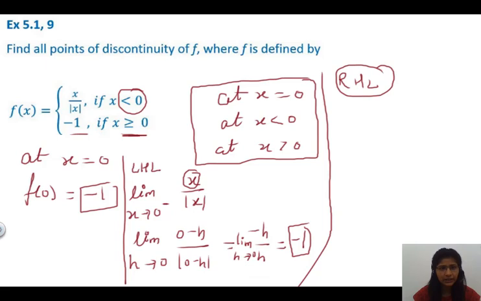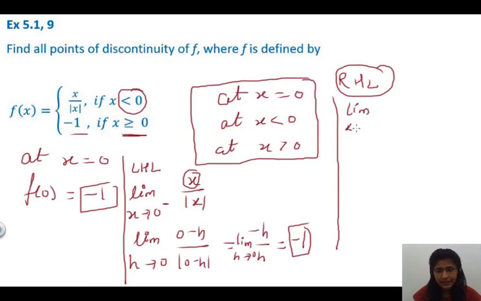Just to see, limit x tending to 0 plus. The function for x greater than 0 is -1. Right? So the answer will be -1. So I see at 0 the function is continuous. Clear? So I hope this is clear.